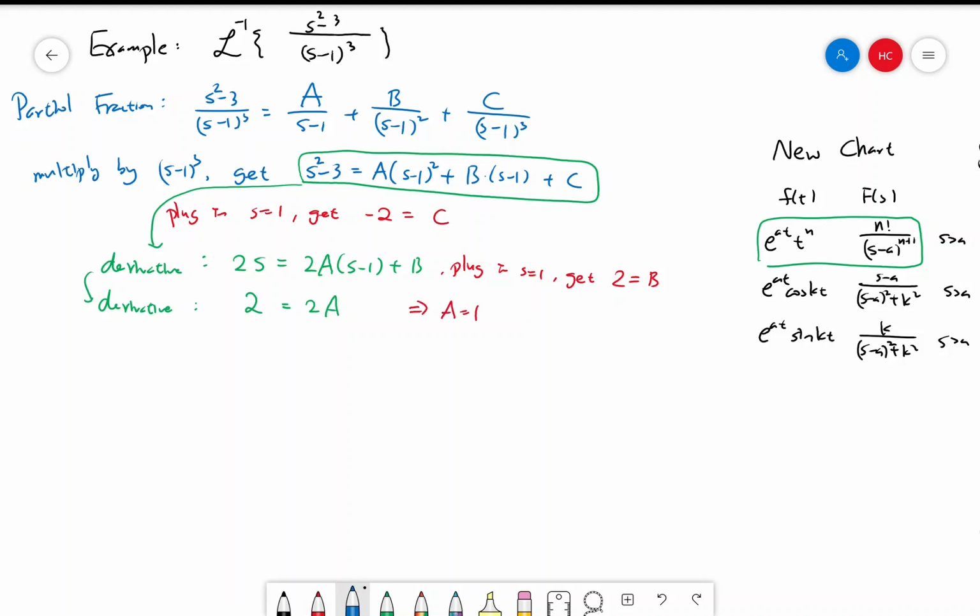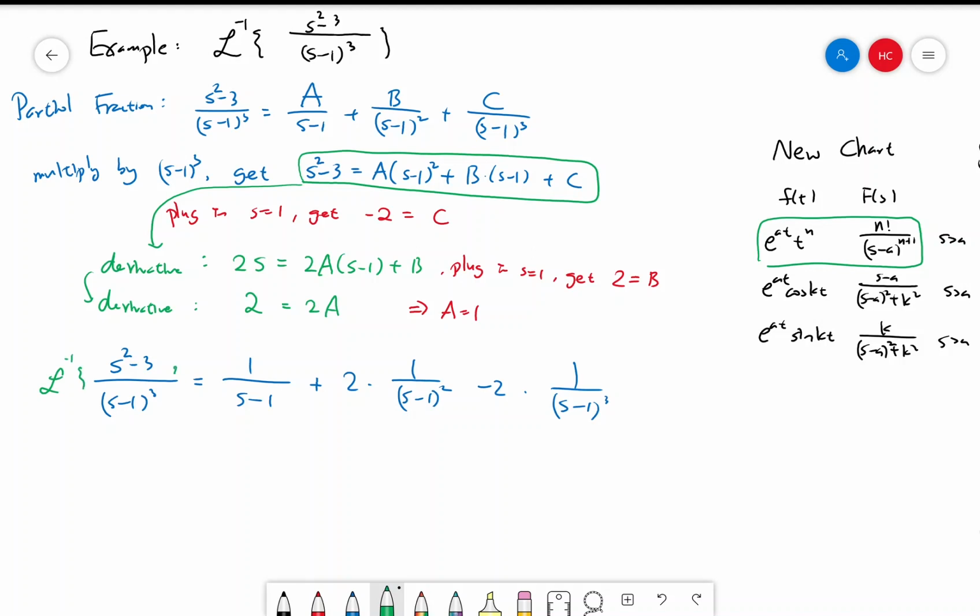So that means the original fraction is equal to 1 over s minus 1, plus 2 times 1 over (s minus 1) squared, plus negative 2 times 1 over (s minus 1) cubed. So the inverse Laplace transform of the original fraction is the sum of the inverse Laplace transforms of all three terms.